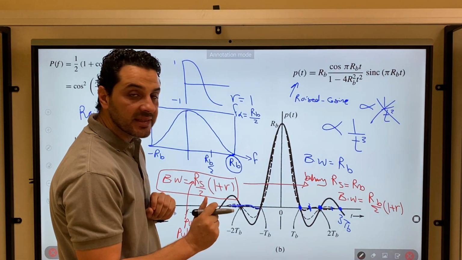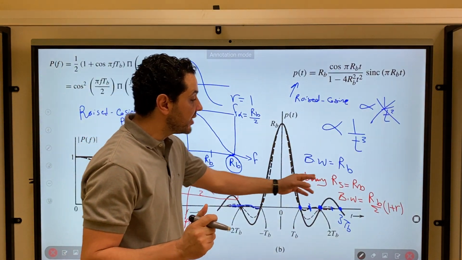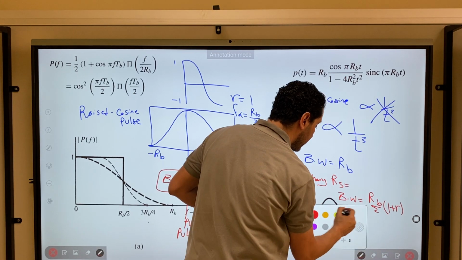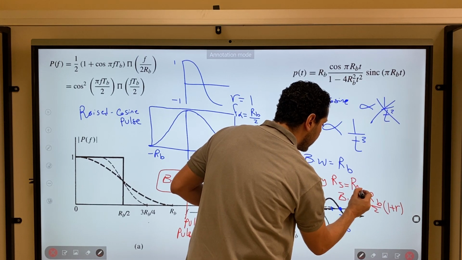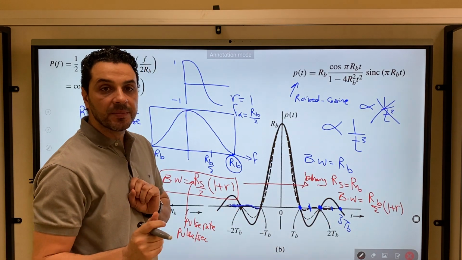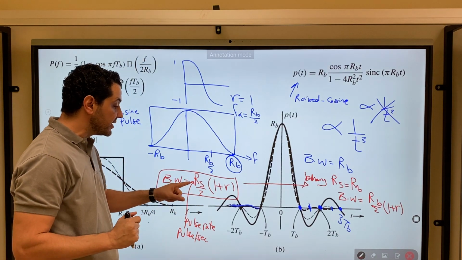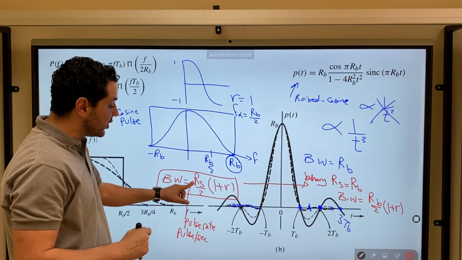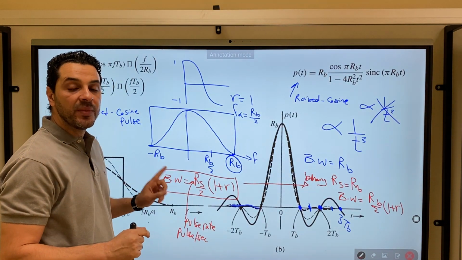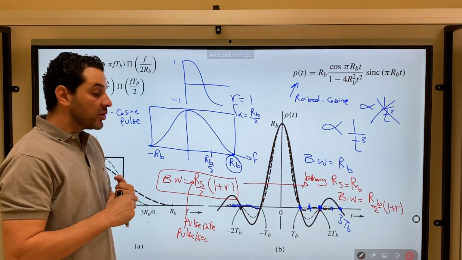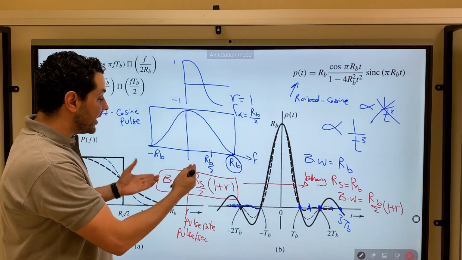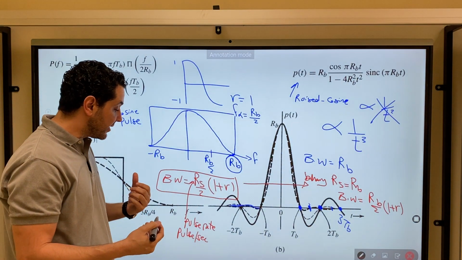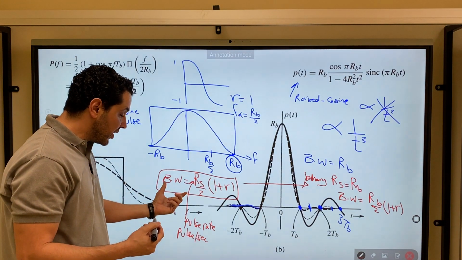So this is a special case. The case of binary is a special case where Rs equals Rb, and the bandwidth will be Rb over 2, 1 plus R. But you can always use the general equation, which is the correct one: instead of Rb over 2, it should be Rs over 2, the pulse rate. How many pulses per second do you transmit? Because the bandwidth depends on the pulse, and on how many pulses you transmit per second, right? So this is the general equation, keep it in mind.